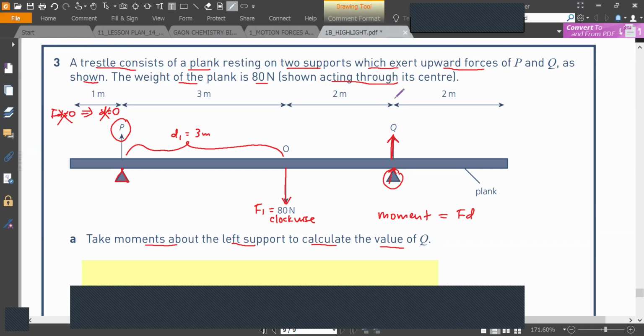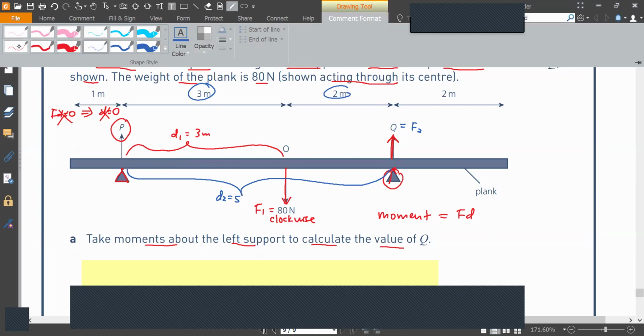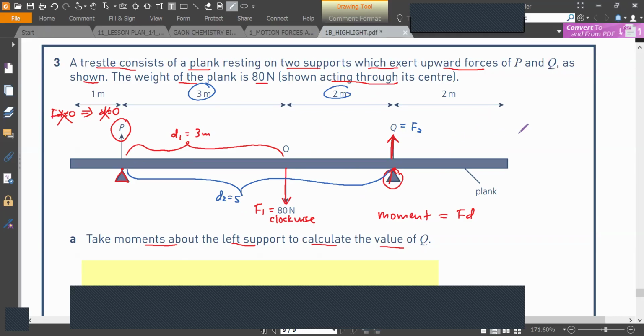So this is the second force, F2. And then the distance will be from here to here, between the force and the pivot. So the D2 will be 3 plus 2, which is 5 meter. Now, as usual, it is not moving. It is in equilibrium.